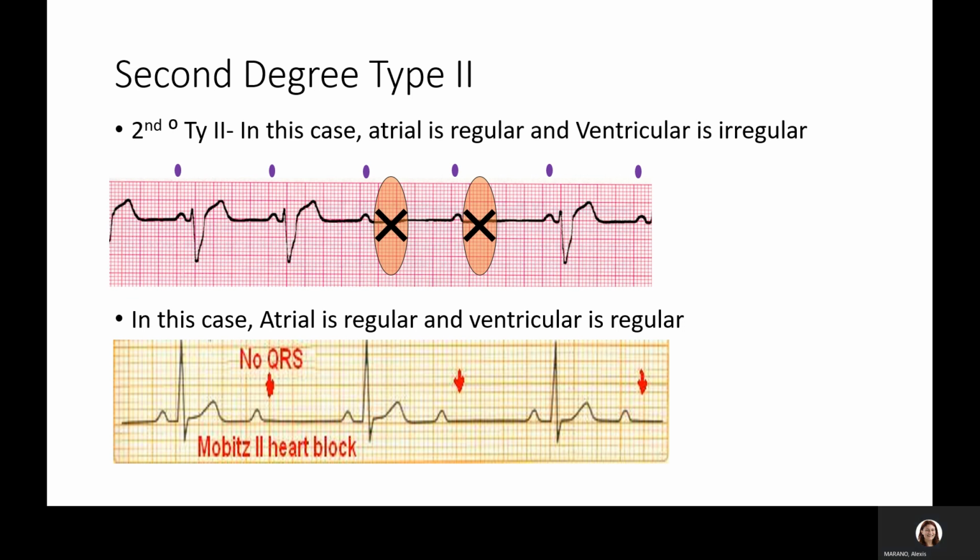Now, if we stretch this out over a longer strip, we could probably guess, but we only have 6 seconds to work with. Down here, the second strip, the atrial is regular and the ventricular is regular. Because the QRS is dropped every other one, it's happening in a pattern. So just pay attention with those second degree type 2, whether the ventricular response is regular or irregular. The hallmark sign of a second degree type 2 would be that your PRI is identical every time you measure it. You shouldn't have to adjust your PRI measurements.